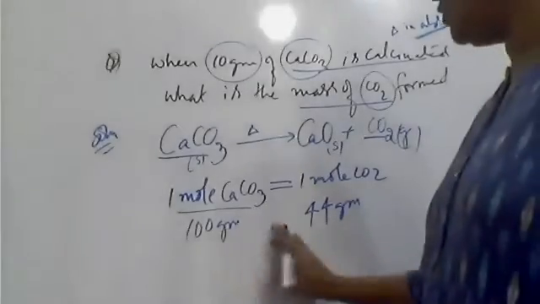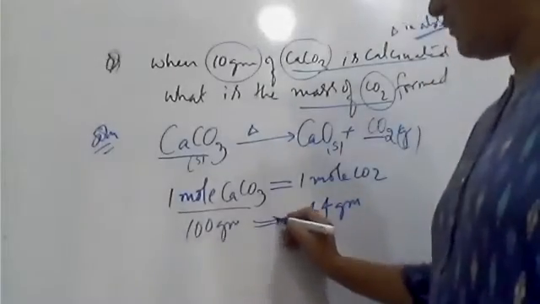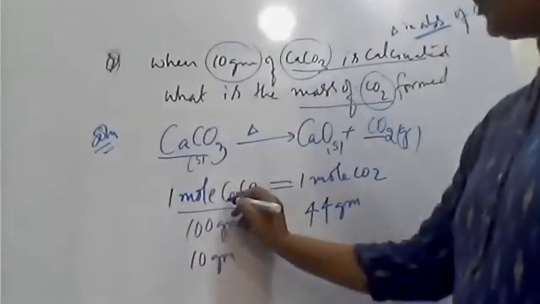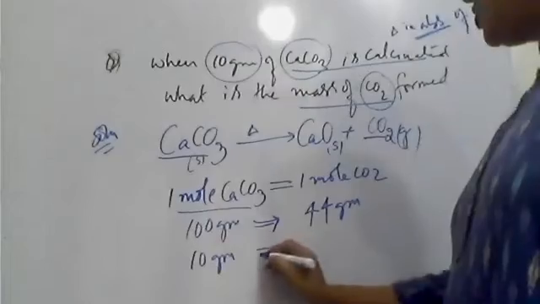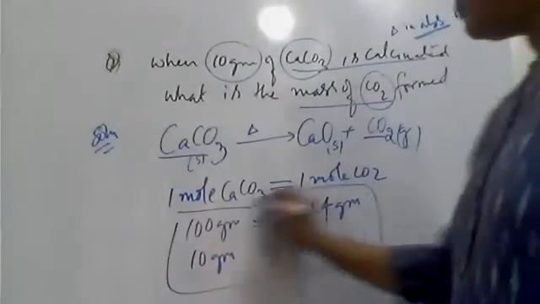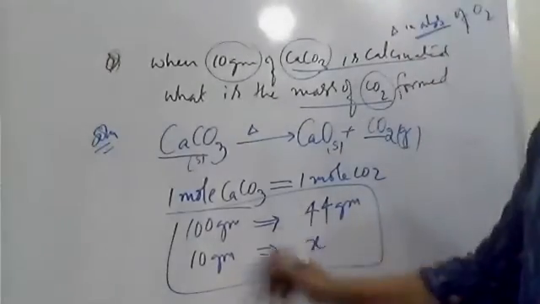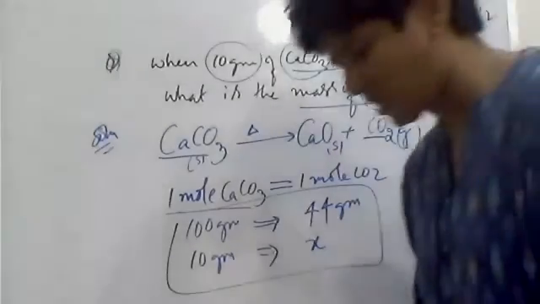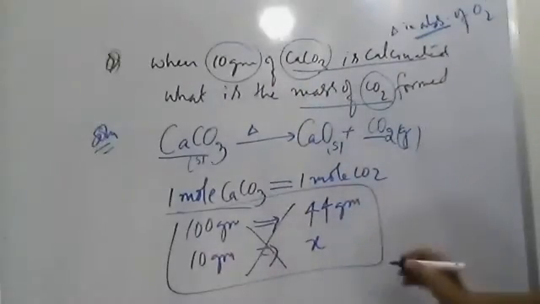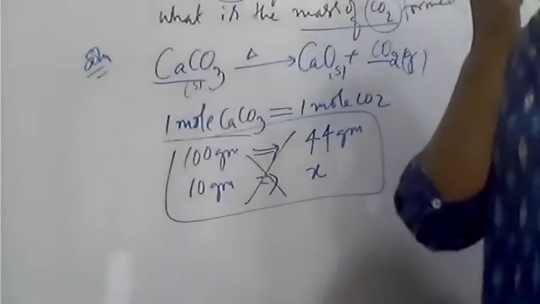So according to the balanced equation, you got two values, and one is given in the question: if 10 grams of limestone CaCO3 is burnt, how much CO2 is released? This is your question. So what is to be done here? Crisscross. Then do the crisscross calculation to get X. What is the X value? Mass is asked.